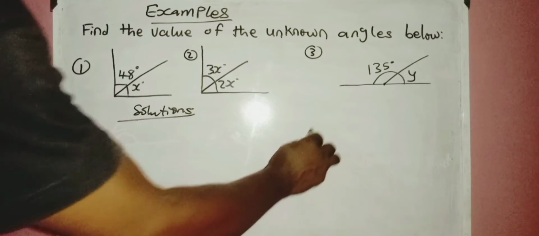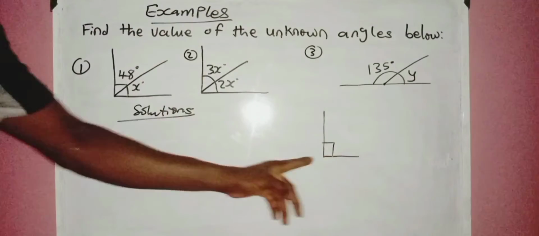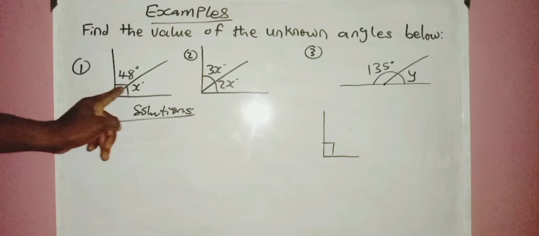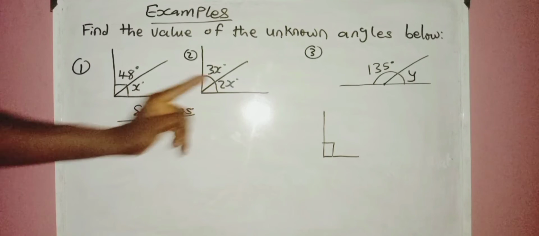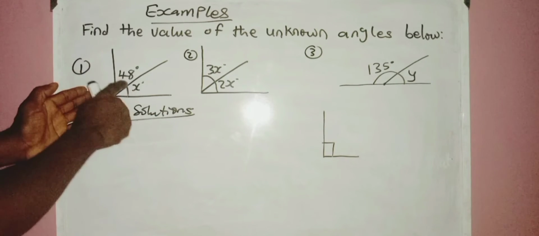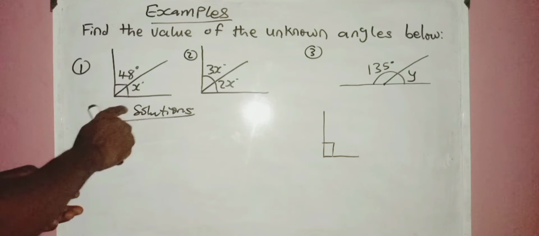Can you still remember this indicator when you have something like this? What is the type of angle? That is exactly 90 degrees, and the name is right angle. And that's exactly how this one looks. That is to say, if we're finding the unknown angle here, we have to add up everything we have here to be equal to 90 degrees, because this is a 90 degree angle.